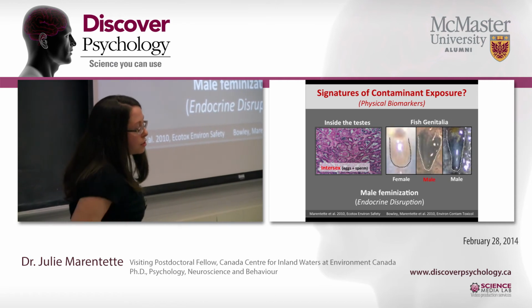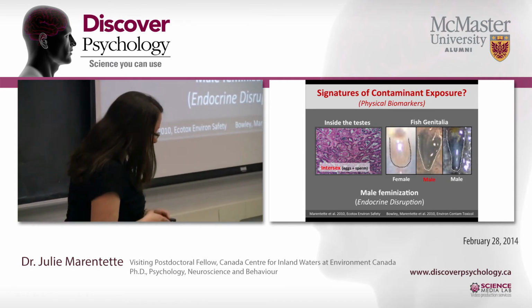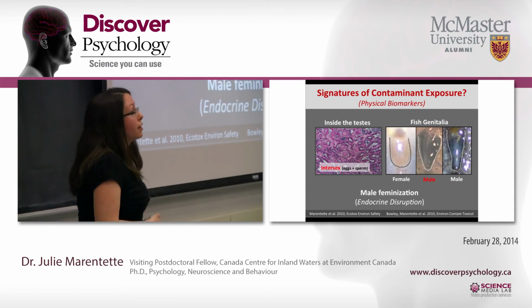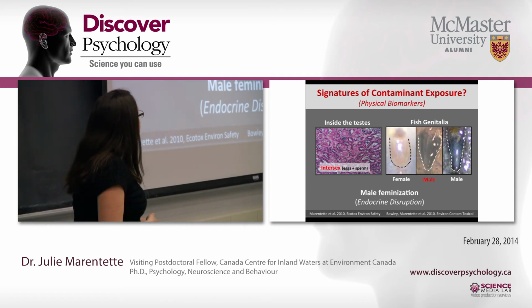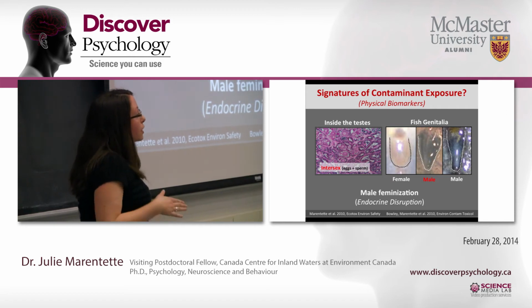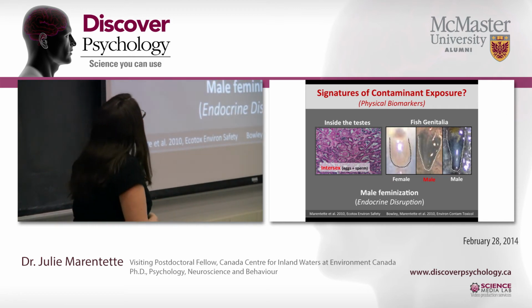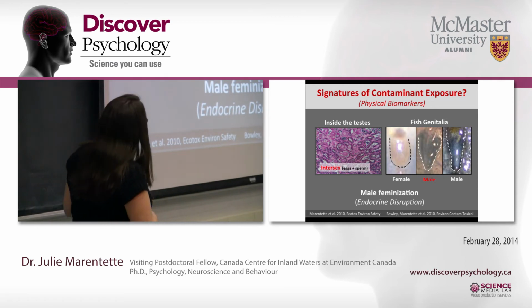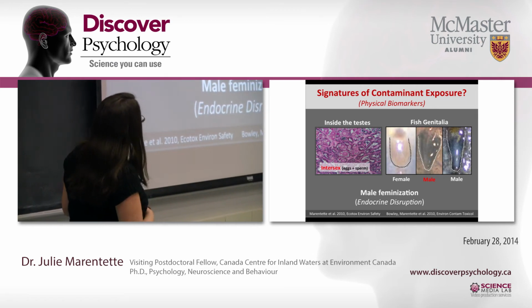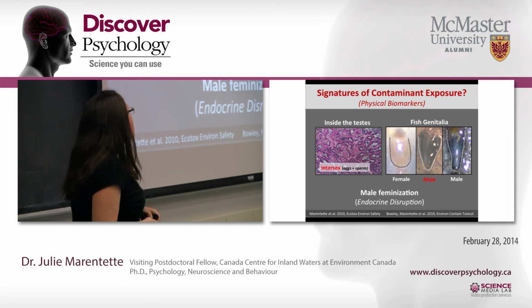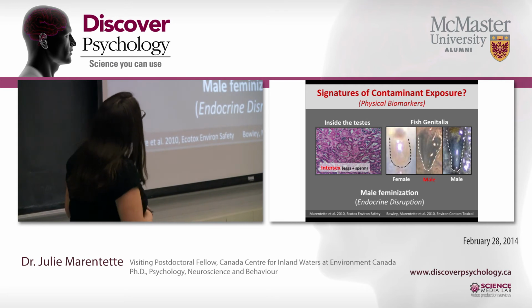But we can also see changes externally. So round goby happen to be a species of fish that has external genitalia. It's called a urogenital papilla. And it's really handy because we can very easily tell males from females apart without having to dissect them. So a normal female urogenital papilla looks something like this. It's kind of boxy and square and blunt. The normal urogenital papilla for male round gobies is longer and more pointed.